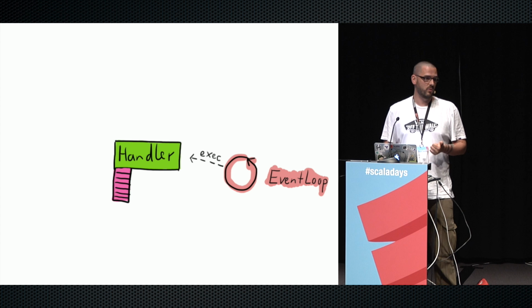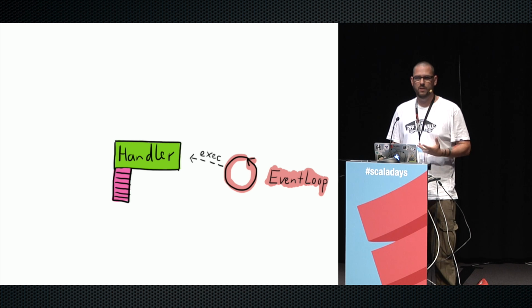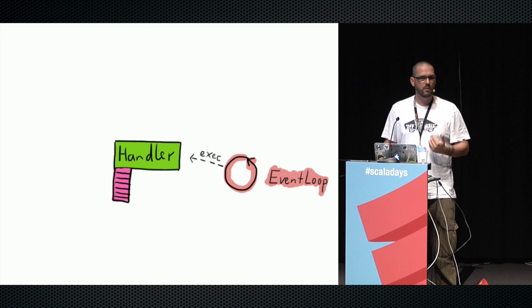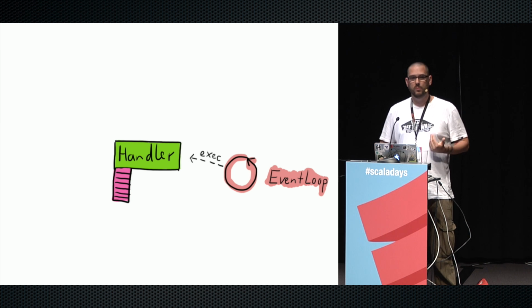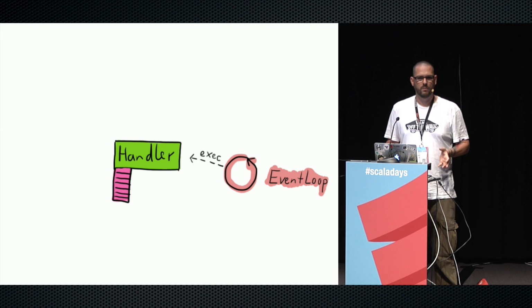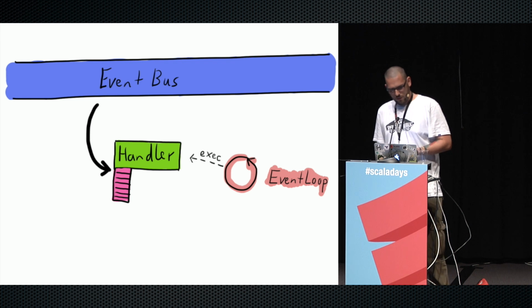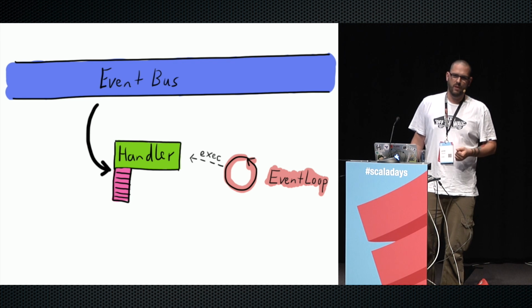This also gives us another unique property. By giving this guarantee that each handler is always executed by the same thread and never executed concurrently, this means we're thread safe there. You won't need any synchronization, atomics, or whatever else you know from constructs, you're thread safe in there. So now, a handler can register to the event bus.